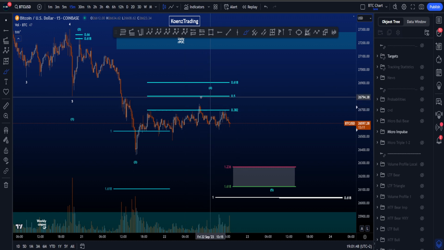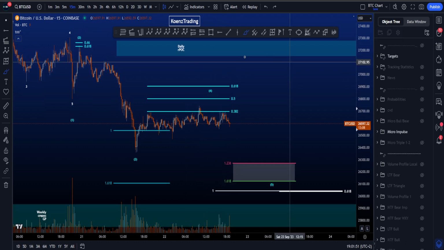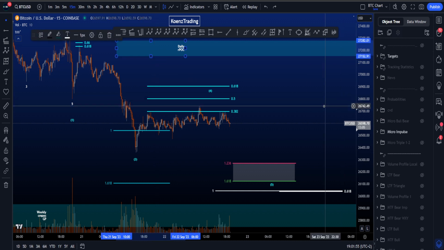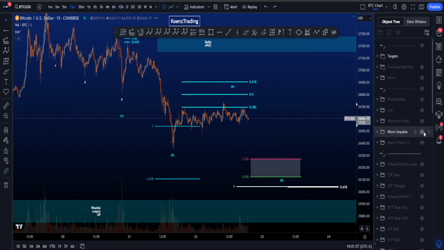And also if we go that high and reach these levels, I'd personally be looking for the resistance area over here, sitting between 27.1 and 27.3k.